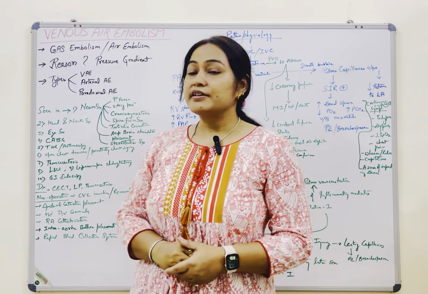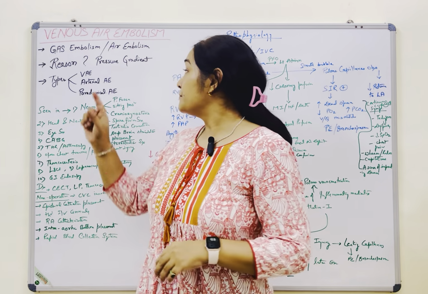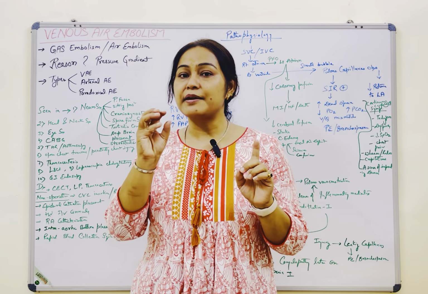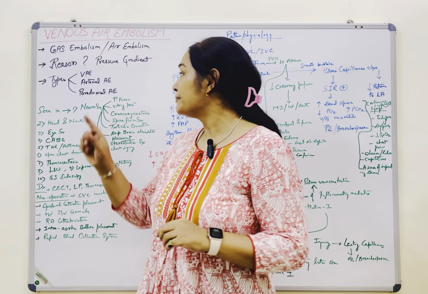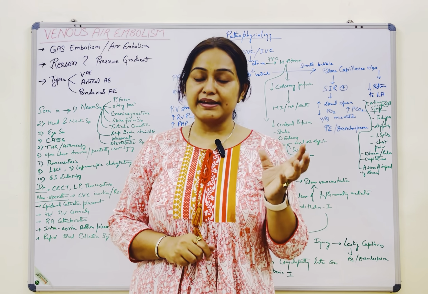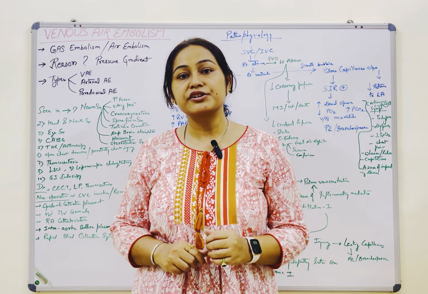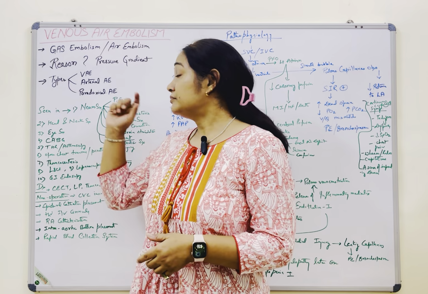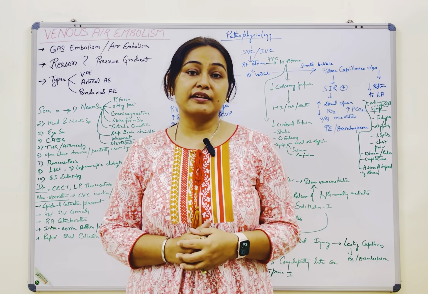So air embolism is of three types. First is venous air embolism, when the air is present as an embolus in the venous circulation. Second is arterial, when the air is present as a bubble, as an embolus in the arterial circulation and impeding its flow. And third is paradoxical air embolism. What is paradoxical air embolism?